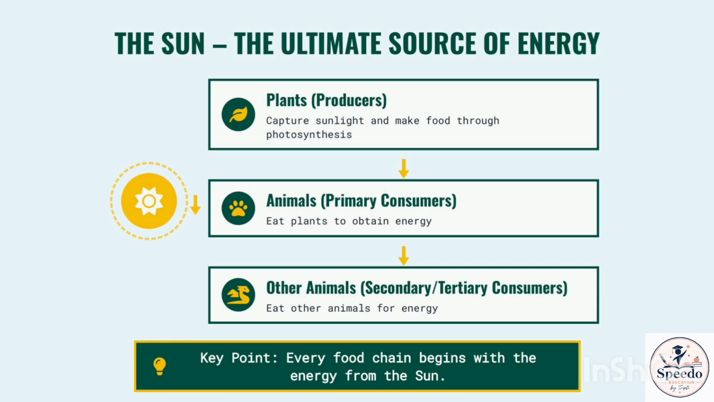The answer is the sun. The sun is known as the ultimate source of energy for almost all ecosystems on Earth. Green plants capture sunlight and convert this solar energy into chemical energy stored in food. This stored energy is then passed from one organism to another when food is eaten. That is why scientists say that the flow of energy in an ecosystem begins with the sun.